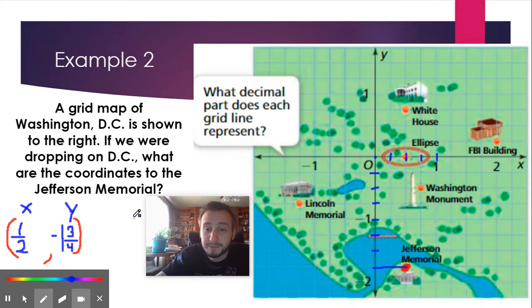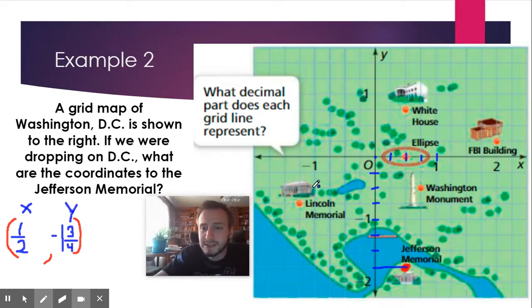And there's our answer. So before we leave this, let's look at another one and just see if we can figure it out. So let's look at something like the FBI building, which is right here. If we wanted to find the ordered pair, the x value means when you start at the origin, how far to the right is it? Well, here's 1 and here's 2. So the x value of the FBI building would be 2.